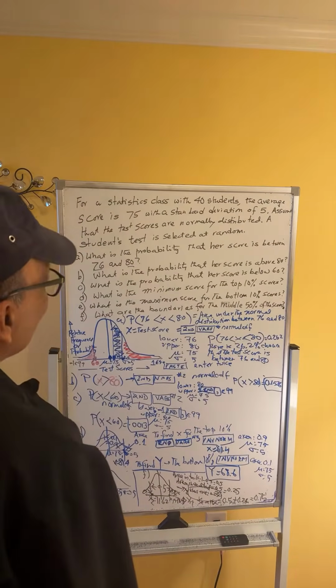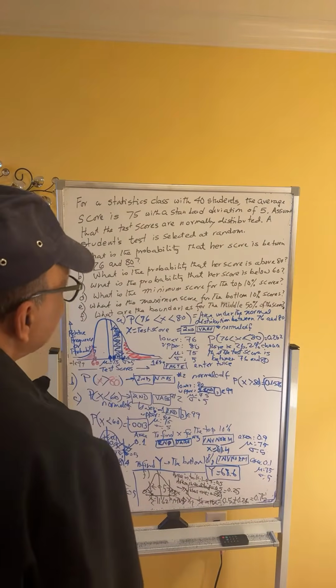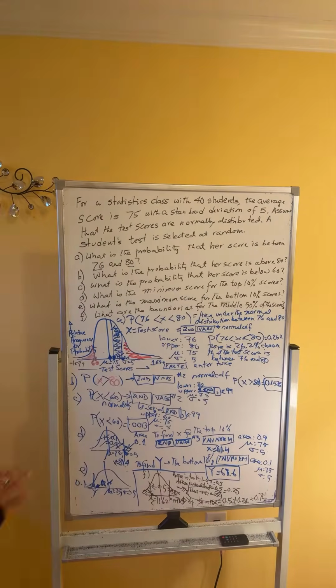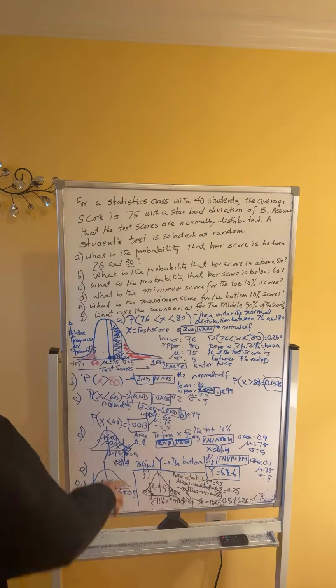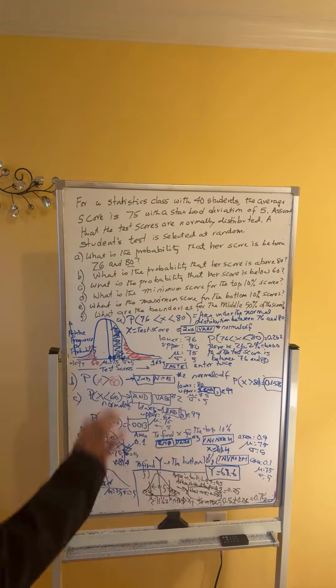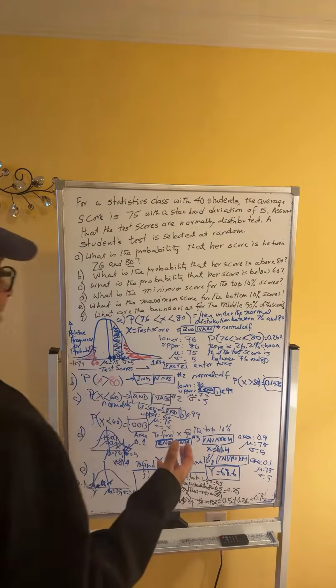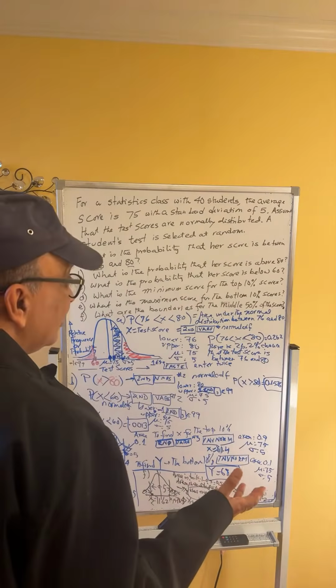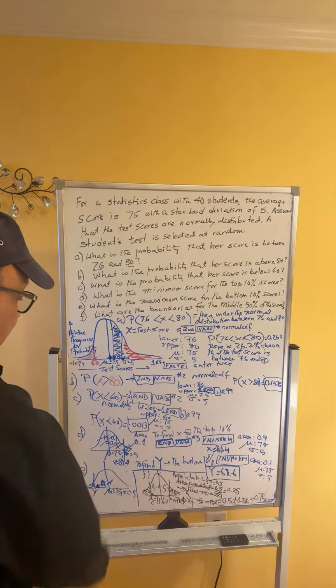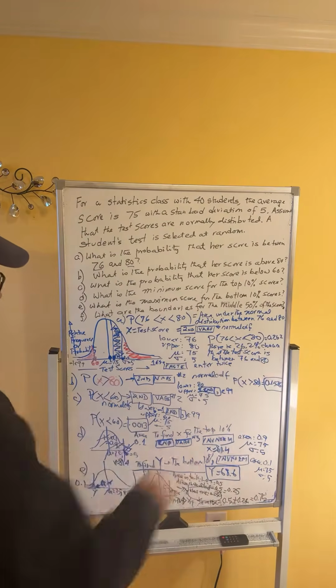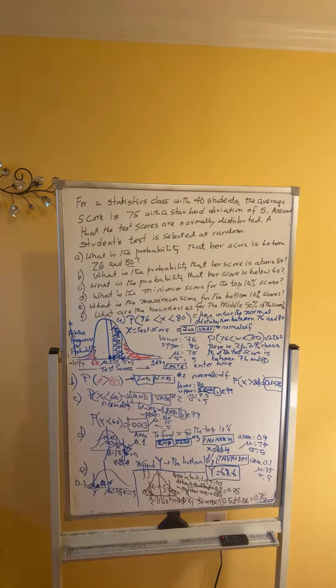Part D. What is the minimum score for the top 10%? Top 10% on the right. That means area in the right tail. Tail is the right portion, 0.1. The leftover area is 1 minus 0.1, which is 0.9. So you draw a boundary for x. On the right of it is 0.1. On the left of it is 0.9.